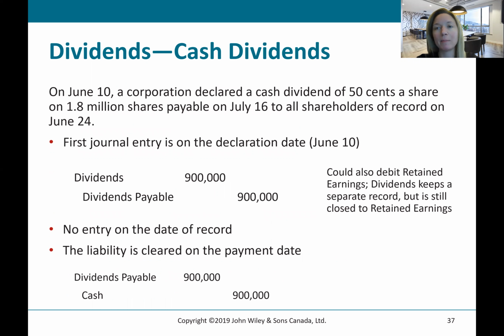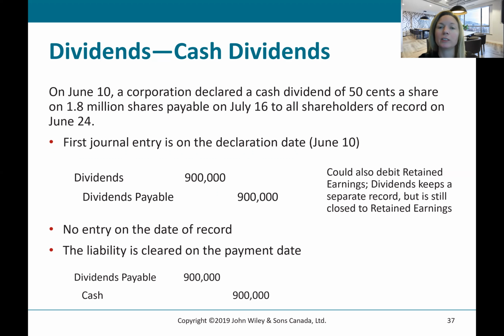Let's look at an example of a cash dividend. On June 10th, the corporation declared a cash dividend of 50 cents a share on 1.8 million shares, payable on July 16th to all shareholders of record on June 24th. You can see we've got our three dates there: the date the dividend was declared, the date of record for the shareholders, and the date that it was paid.